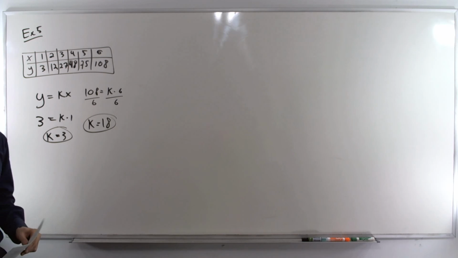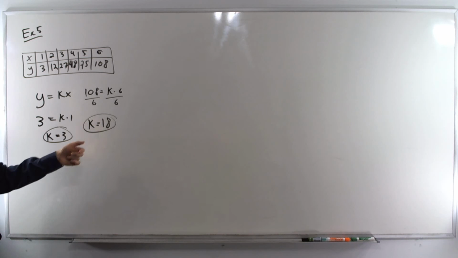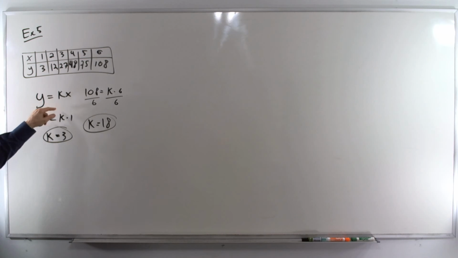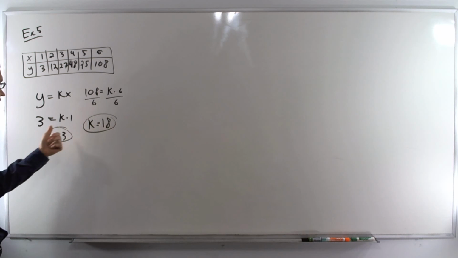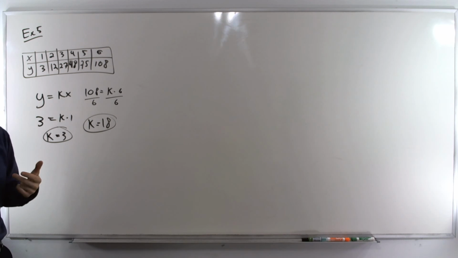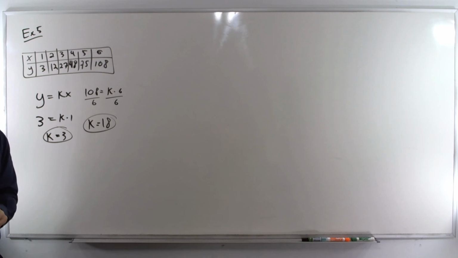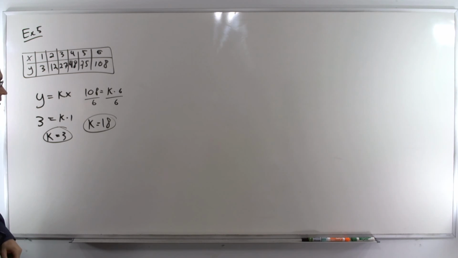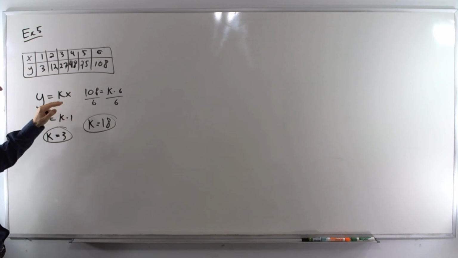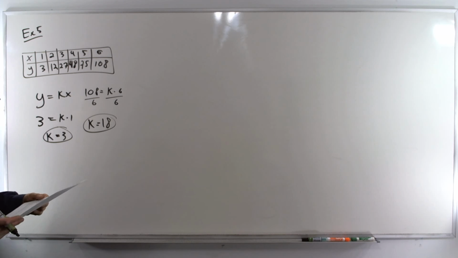Well, that's strange. We get a different k value here. So that means this type of equation can't possibly be the right one for this data set, because we get a different constant of variation. With one data set, that constant of variation has to be the same throughout the whole data set if our model's right. So that means this cannot possibly be it. So we're going to eliminate this one. Our experiment was successful in eliminating that one. All right, let's try a different model.